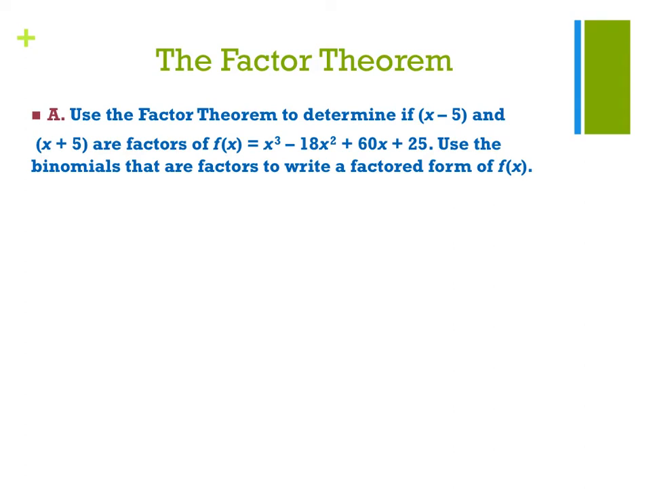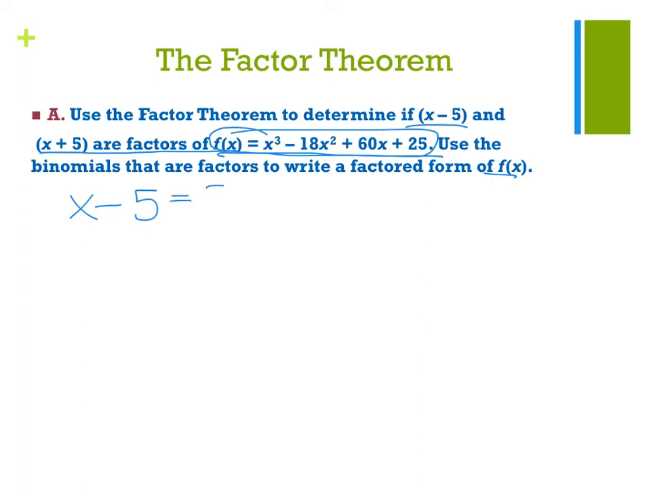So, let's look at an example here. It says use the factor theorem to determine if x minus 5 and x plus 5 are factors of the polynomial x cubed minus 18x squared plus 60x plus 25. Use the binomials that are factors to write a factored form of f of x. Here's the deal. So we'll test x minus 5 first. And if we're going to use synthetic division to see if x minus 5 is a factor of x cubed minus 18x squared plus 60x plus 25, I need to use synthetic division.